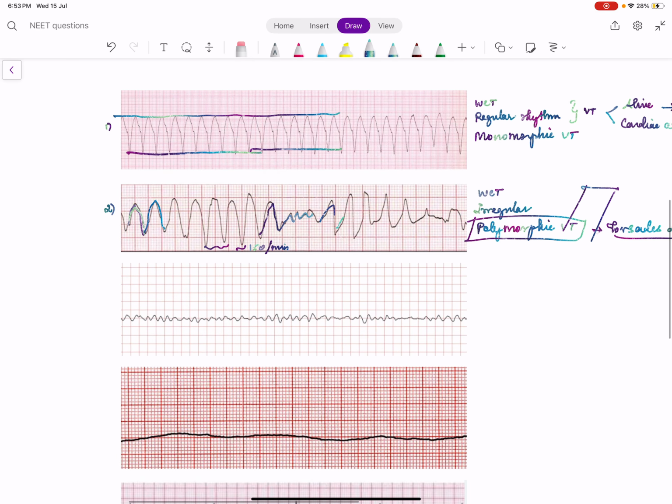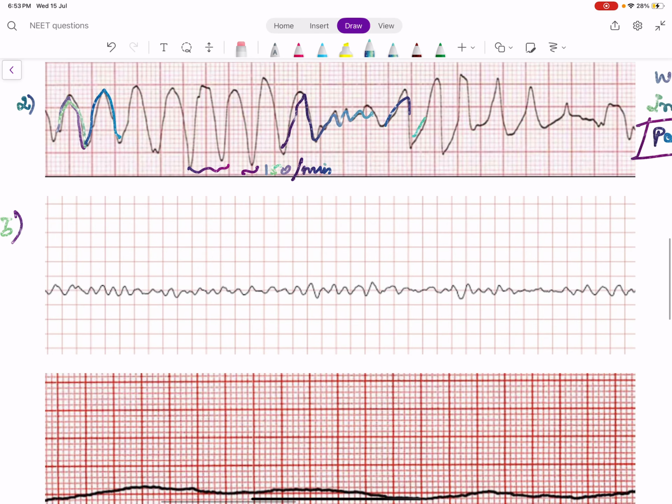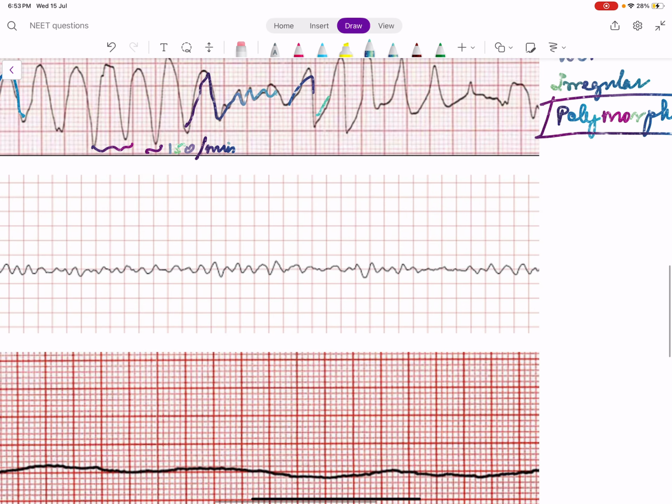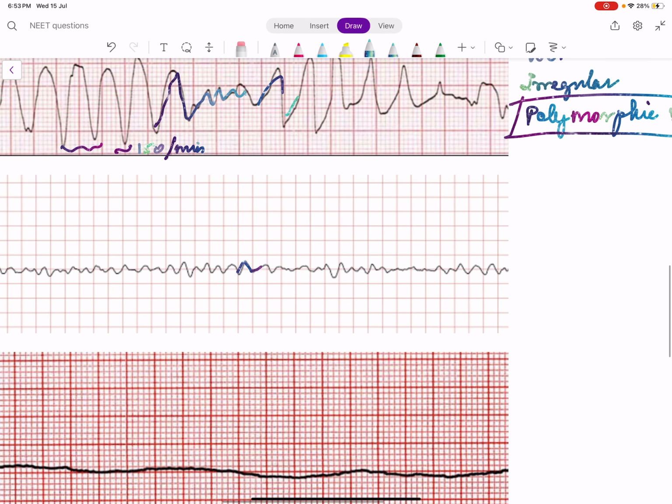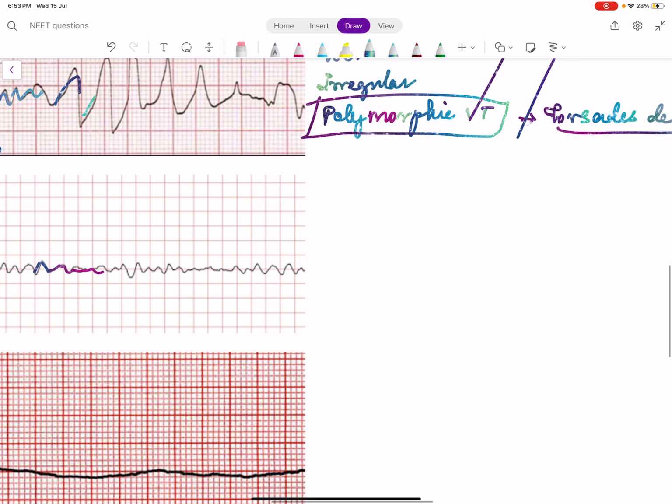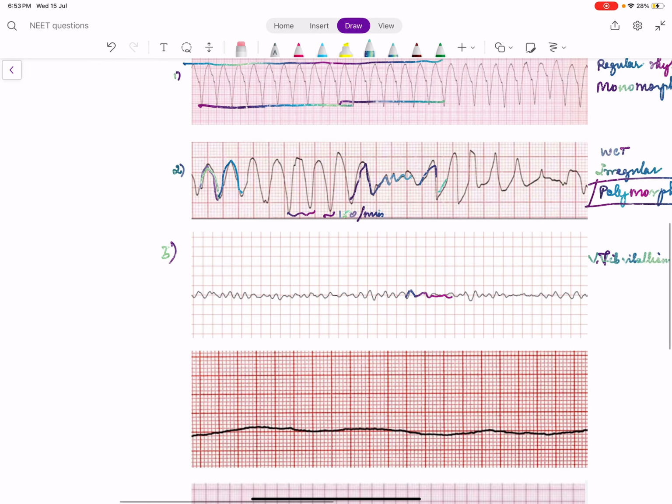Okay. Now what is this ECG? We can see a few wide complexes. We cannot see any definite wave. But this is very, very irregular. Anything which is irregular is called fibrillation. But in atrial fibrillation, we can make out Q waves and QRS complexes. But here we are not even able to make out QRS complexes. So this is ventricular fibrillation.